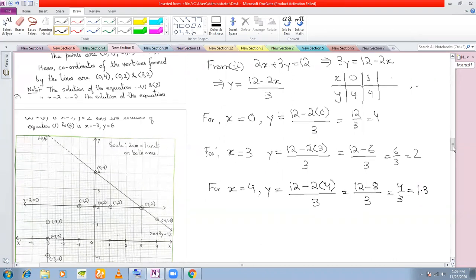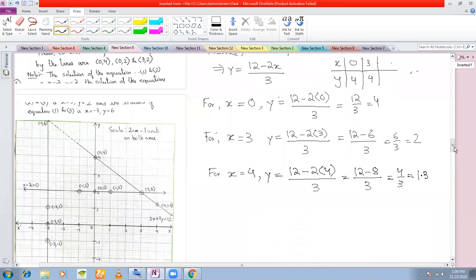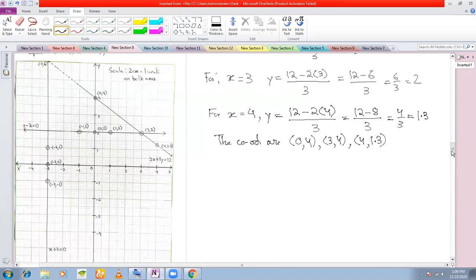So let us try to plot this, and it will be easy also to plot this 1.3, because you're taking a big scale. So 1.3 will not be too difficult to plot. So what are the coordinates here? Let's write it down. The coordinates are, for x is equal to 4, we're getting y is equal to 1.3. So the coordinates are 0, 4, 3, 4, and 4, 1.3. These are the coordinates that you are getting.